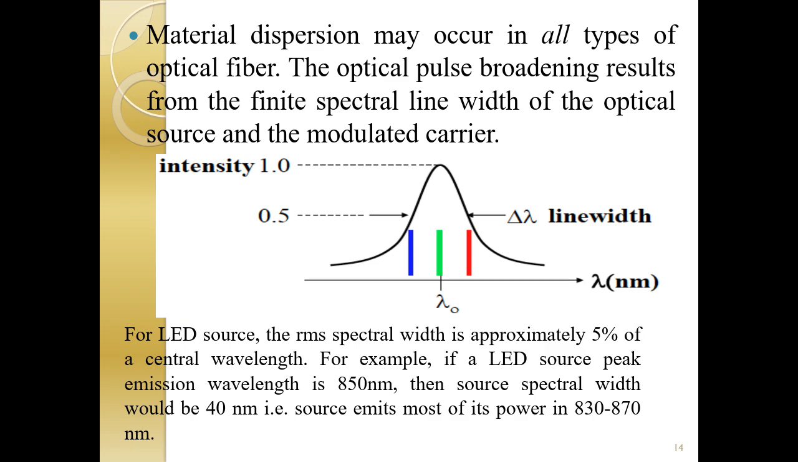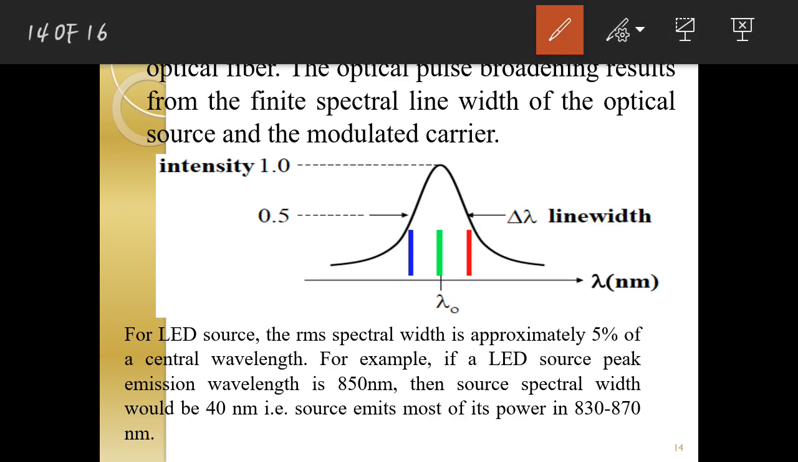How is the spectral line width defined here? These are the input pulses. This is how the spectral line width is defined in an optical system. You have lambda naught as the center point of it. You have the signals represented at 0.5, half bandwidth and full bandwidth. You can calculate the spectral line width as a 5% deviation of the central wavelength. For an LED source, the wavelength is 850 nanometer, the spectral line width will be 40 nanometer, and the output power emitted will be from 830 to 870 nanometer.